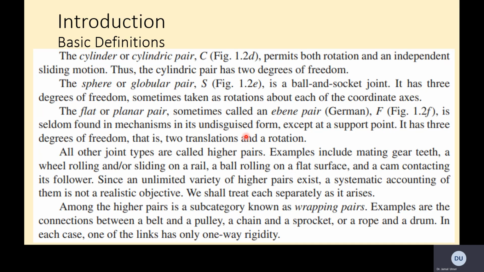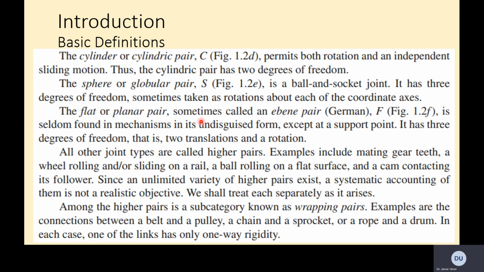So the message here: pairs are classified as lower pair and higher pair. Lower pair is where you have surface contact. Higher pair is where you have line or point contact. There are many examples where you can have a higher pair, so that's why they're not classified. One category explained is the wrapping pair, for belts and pulleys and chain and sprocket, for example. Most of our studies would include some analysis using lower pairs, so that's why the classification has been provided.